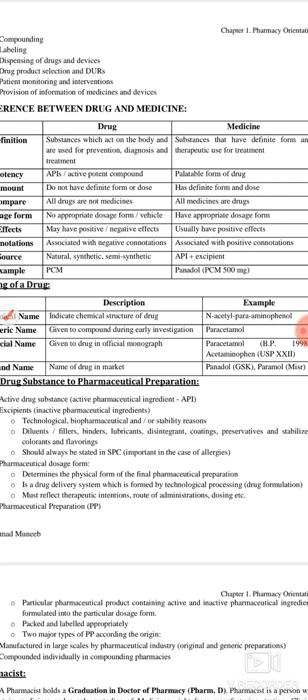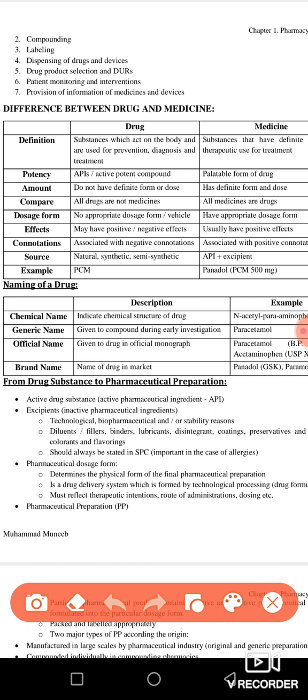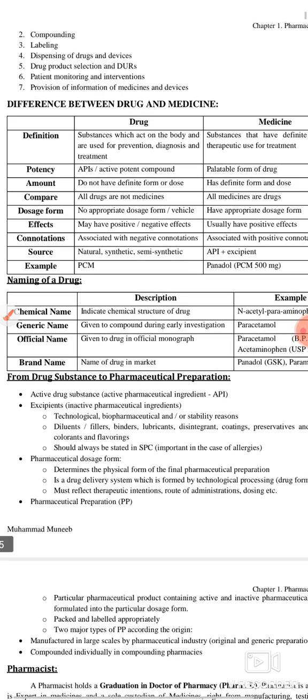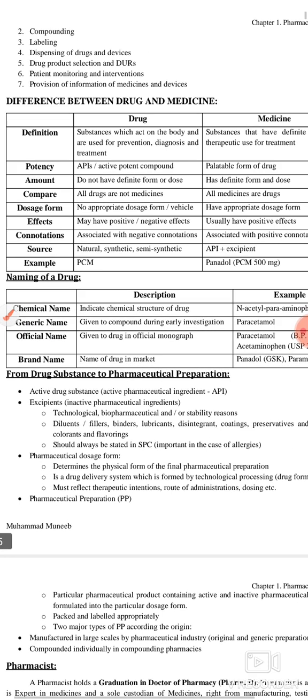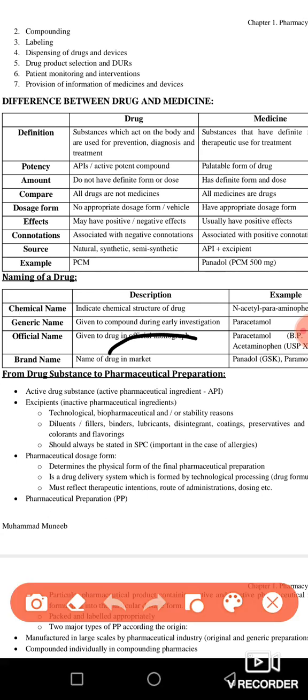Now let's see the description. The chemical name indicates the chemical structure of the drug. Whatever the chemical name, the name is given according to the chemical structure of the particular drug, for example N-acetyl-para-aminophenol. Then the generic name: some drugs are given the generic name on the basis of their generic, for example paracetamol. Some drugs are given names on the basis of official names, on the official monograph.